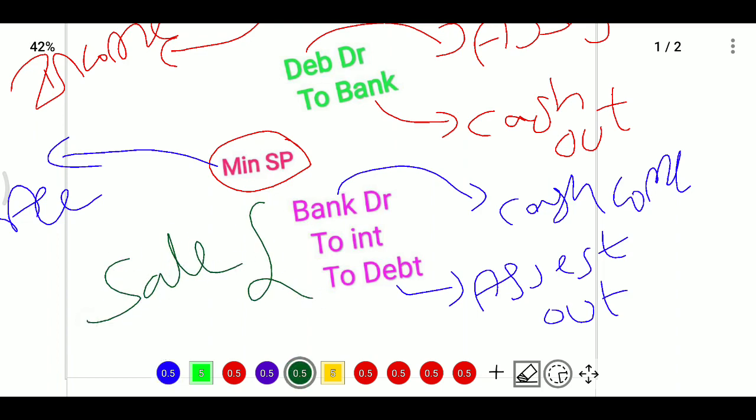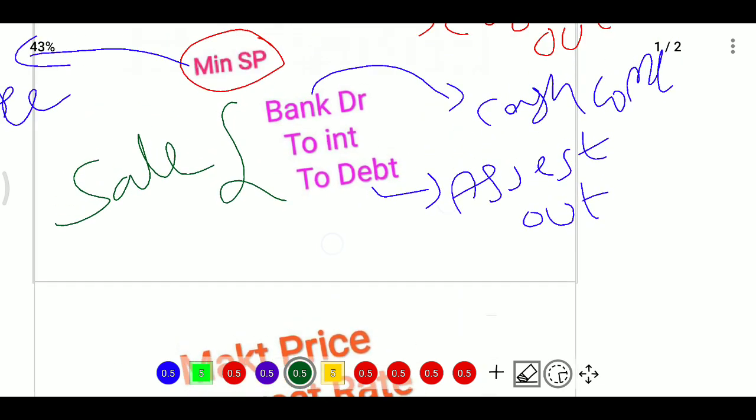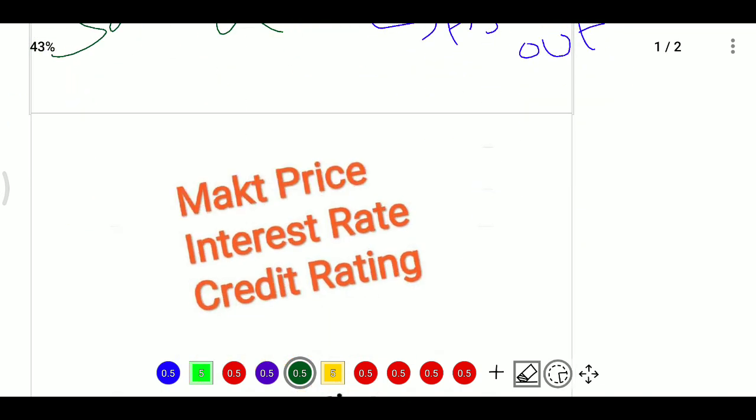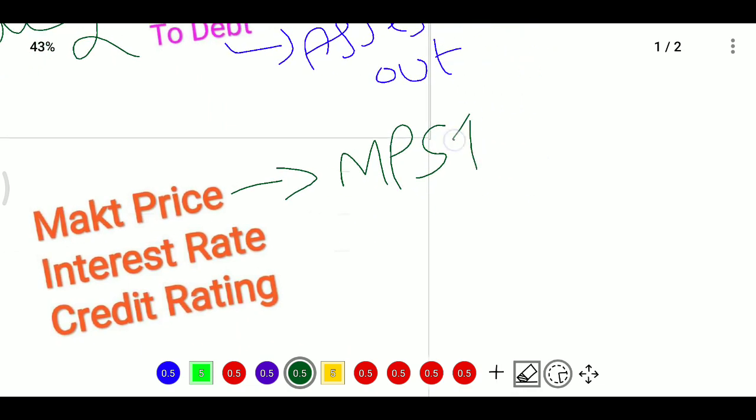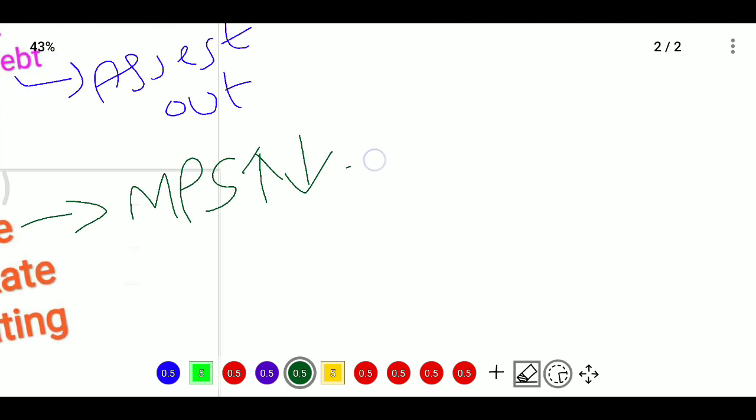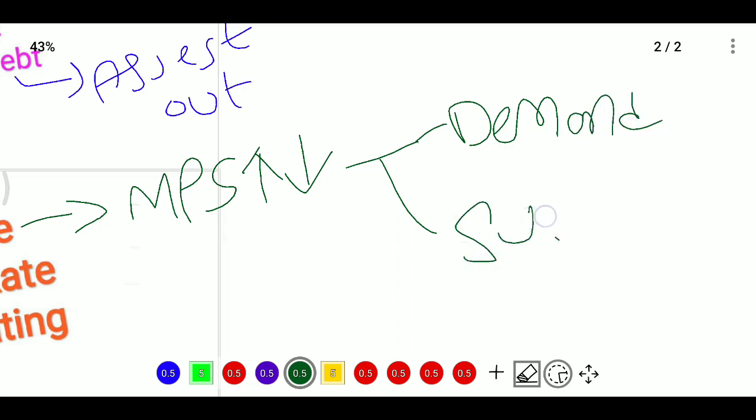For these debentures, you need to consider three factors: one, market price; two, changing interest rates; and three, changing credit rating or credit risk of the issuer. Why is this required? The market price of any security can go up or come down based on demand and supply. The market price always depends upon demand and supply. Based on demand and supply, the market price will go up and the market price will go down.